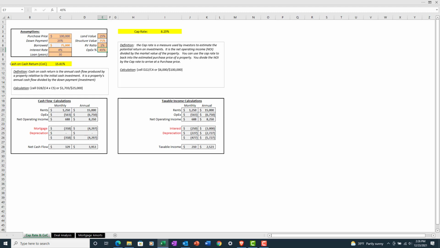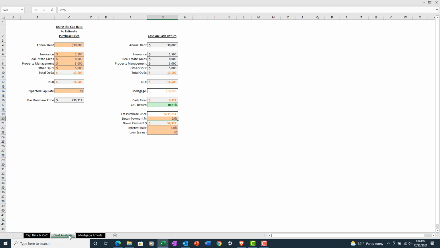Now let's move on to the deal analysis tab and see how the cap rate can help us determine how much you want to pay for a property. So here on this deal analysis tab, we have some inputs for a hypothetical property. In this case, we have our rent and expense numbers. The numbers in these examples are totally made up and they're different from the numbers we were looking at on the prior tab. So looking at the data in column C, we input our annual rent and expense numbers, which give us a net operating income of $16,500.